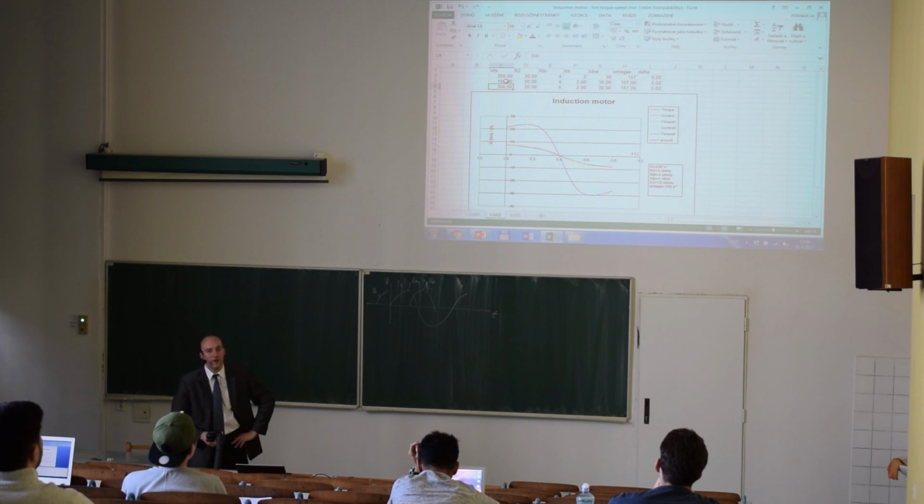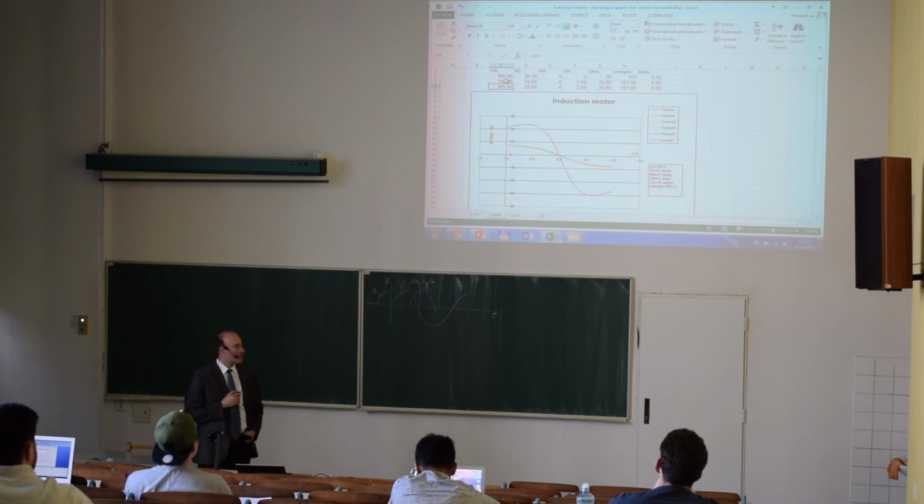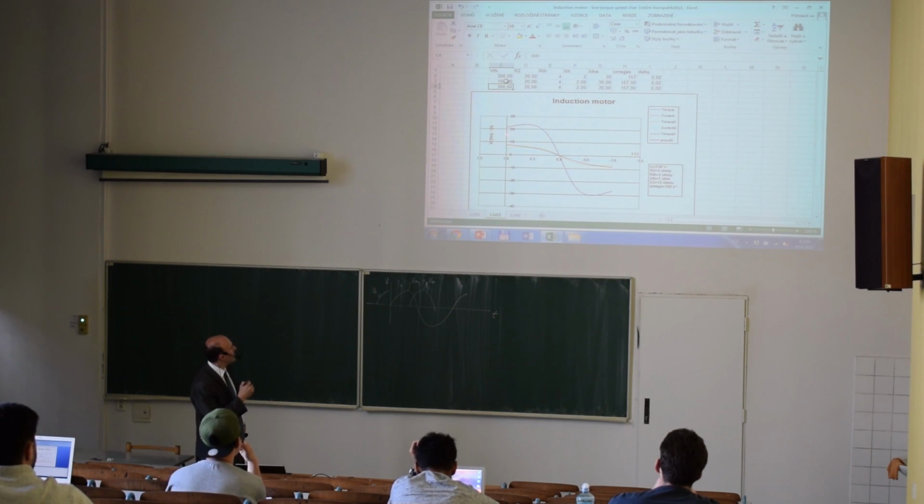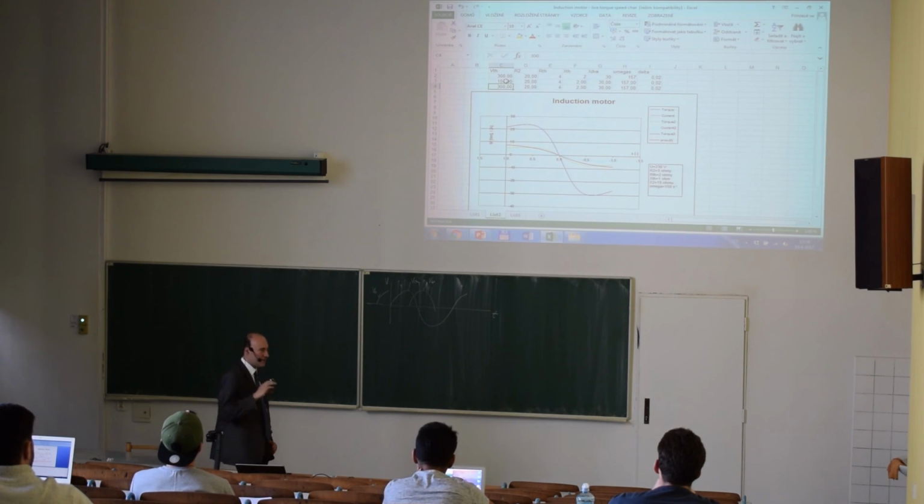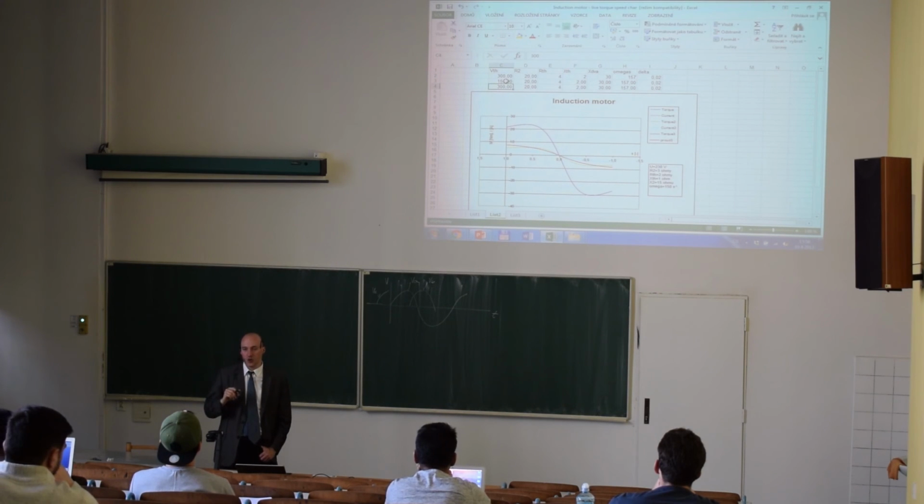So with 150 volts, I have also changed the shape of the torque speed characteristic. Here, this is the torque for 300 volts, and here this is for 150 volts. So I did not change the speed of the motor, but what I changed is the torque that the motor can produce.